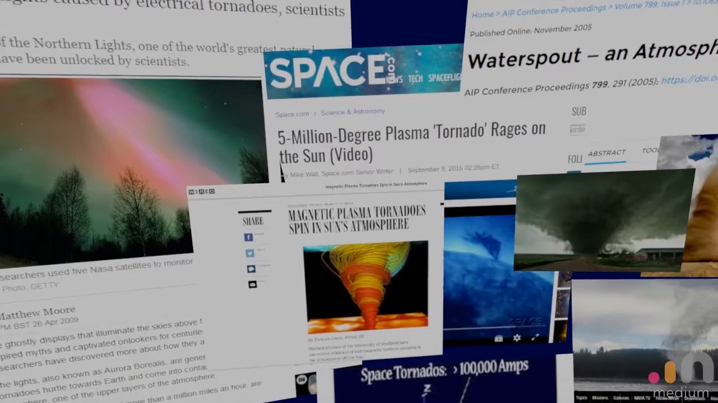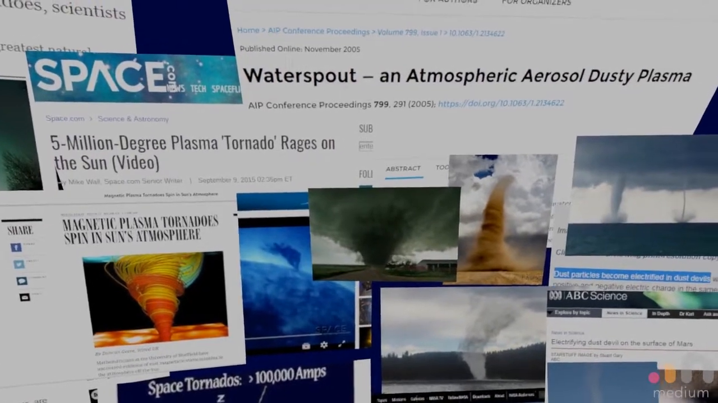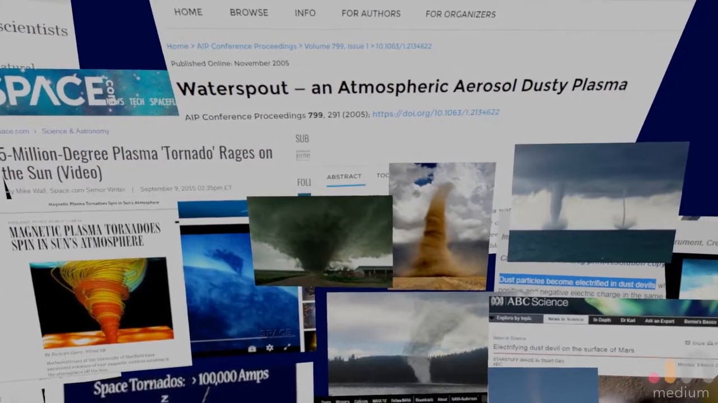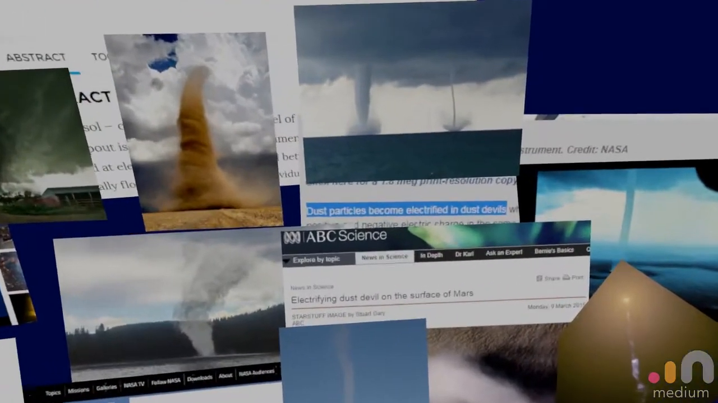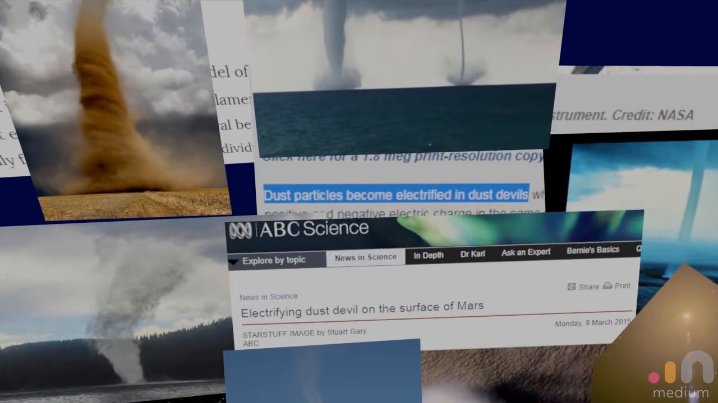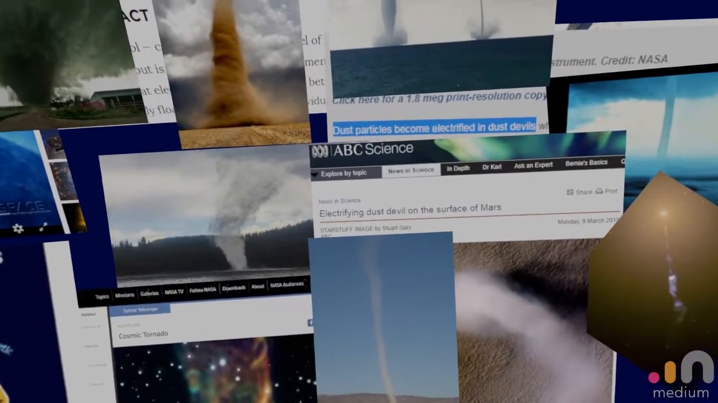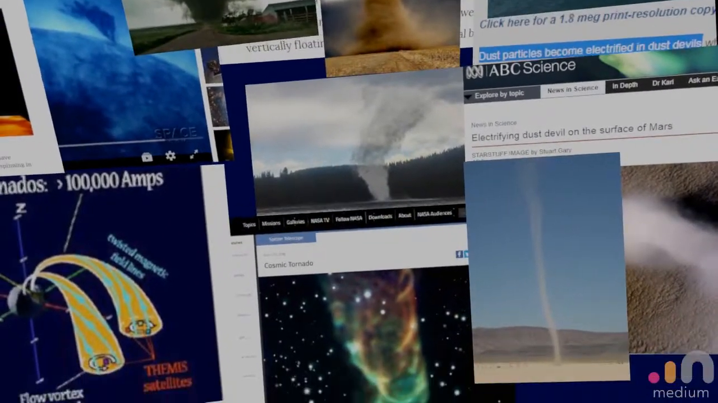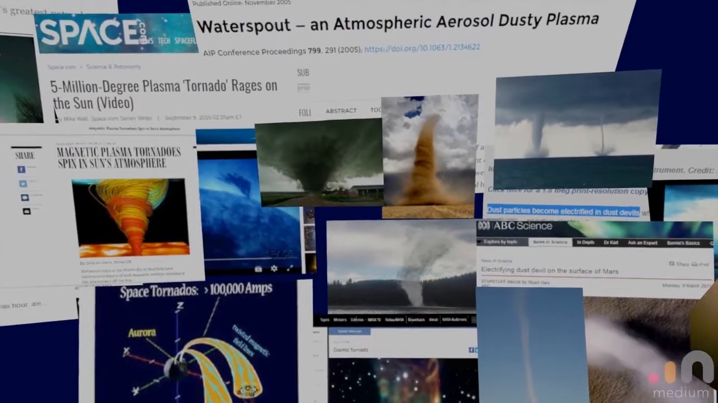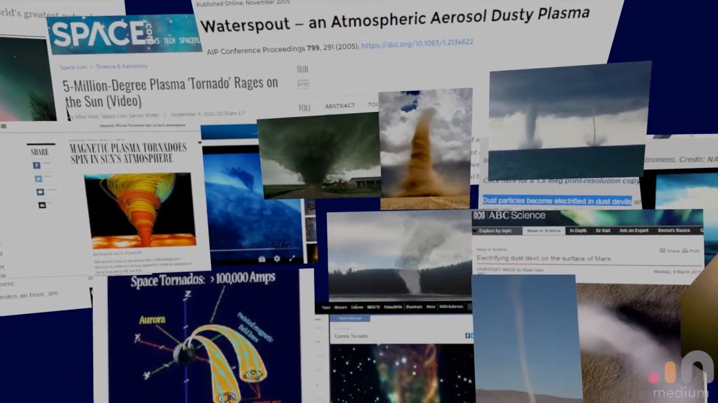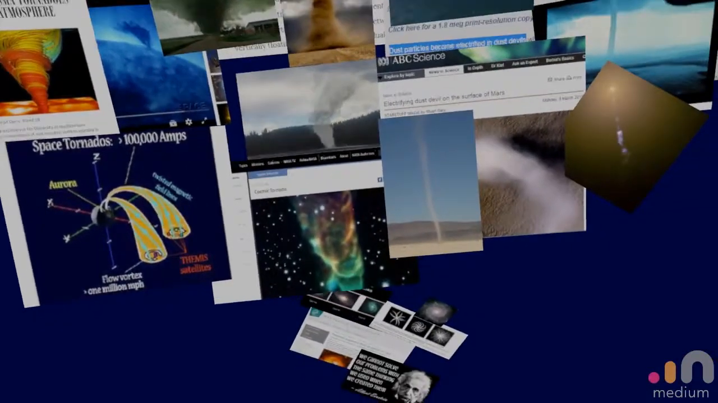So electrical tornadoes. Are all tornadoes electrical? Well, let's look. A waterspout is an atmospheric dusty plasma. So a waterspout, which is a giant column, just like a tornado, is also made of plasma and has something to do with electricity. The electrifying dust devils on the surface of Mars. Cosmic tornadoes. So it seems that regardless of the environment, a spinning pillar shape all seems to be related to plasma or electricity in some way.